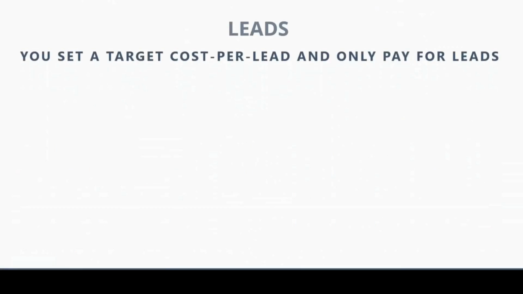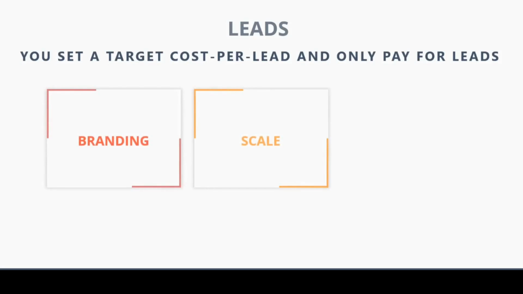We have leads and this is where you set a target cost per lead and only pay for leads. I do need to stress that just because you set a target, it doesn't mean it will achieve it. Sometimes it'll be higher, sometimes it'll be lower, and you'll understand this better in the course. But examples where this would make sense would be for branding, for scale, so if you're wanting to increase your amount of users or buyers, and then of course for sales, turning those leads into paying customers.